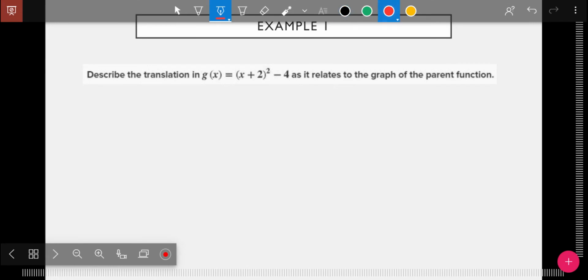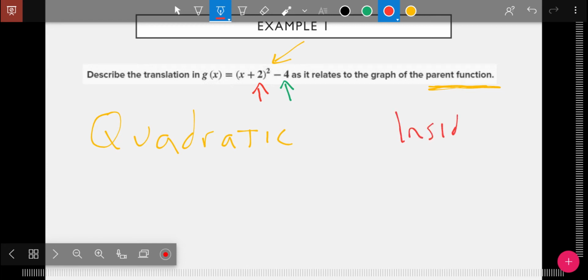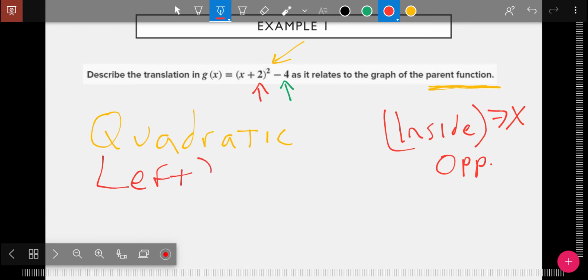So we've got to talk about two different things. Well, we're really going to talk about 3 for our homework assignment, because you're always going to identify the parent function. So what is the parent function here? Well, because it's squared, the parent function is quadratic. Now, the plus 2 is inside parentheses. Inside means it affects the x, and it's opposite of what I expect. So normally on the x-axis, plus 2 would take it to the right 2, and so the opposite of right 2 would be left 2.